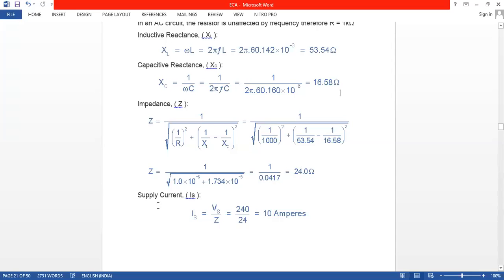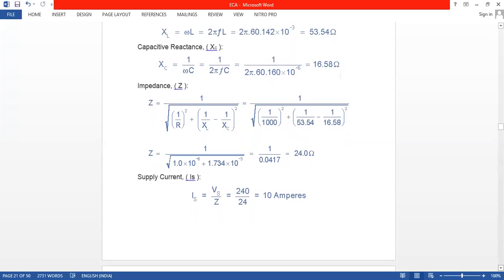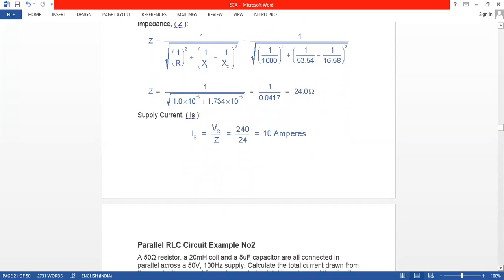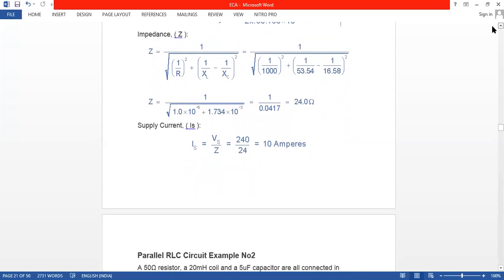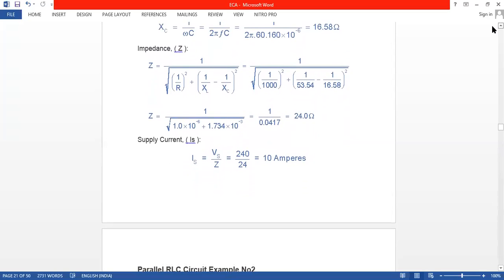Now, what is the current? How to calculate the current? Supply current, I is equal to V by Z. V, how much is given in the problem? 240. And Z we got 24. The answer: current flowing through the circuit is 10 amperes. After calculating the current, our job is done. In every problem, it is not compulsory to calculate the power factor. If they ask, we can calculate.